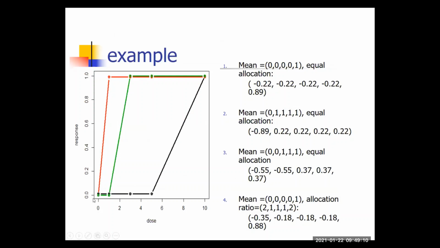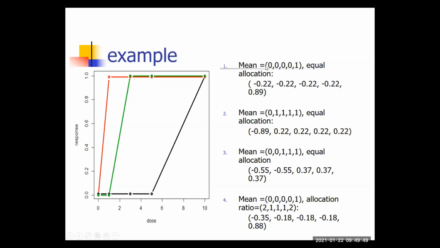So here's an example. Suppose we have equal allocation, all right, equal allocation. Now the black curve is this one: 0, 0, 0, 1. Then your contrast coefficients are like this. Or you have 0, 1, 1, 1. That's the red curve. You have the contrast coefficients like this. You can do a step function, like the green one. Here are the coefficients.